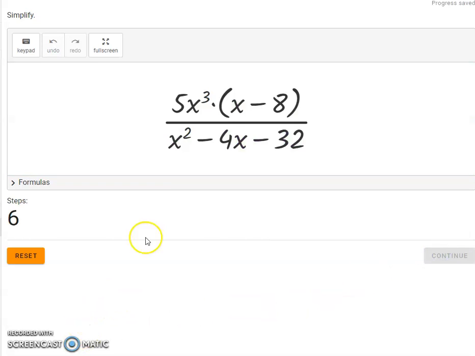And in the last problem, the numerator is factored. There's nothing I can do to simplify the numerator. In the denominator, I have two factors: x minus 8 and x plus 4.